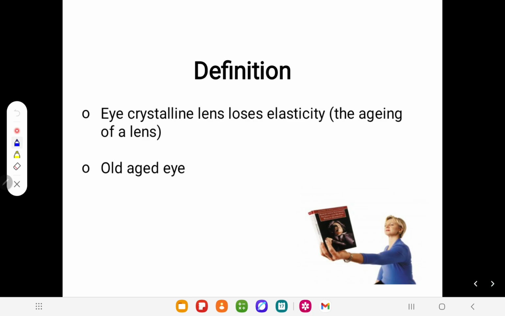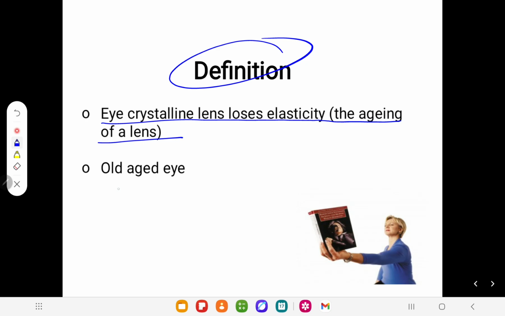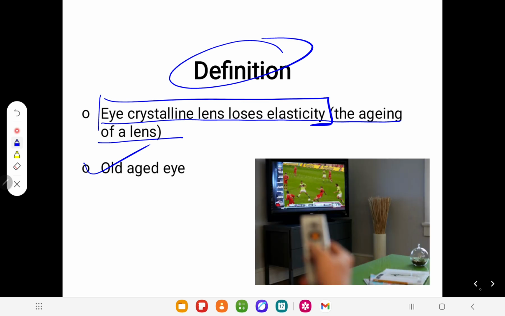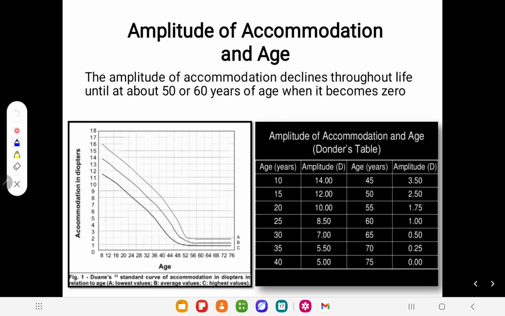The eye's crystalline lens loses elasticity as age increases, and it happens in old age. So this is the most accepted theory: the crystalline lens becomes hard, and that's why presbyopia happens. In this case, I can see this TV, which is at far distance, clearly, and the remote, which is near, is definitely blurred. So amplitude of accommodation definitely varies with age, and with increase in age, amplitude of accommodation decreases.